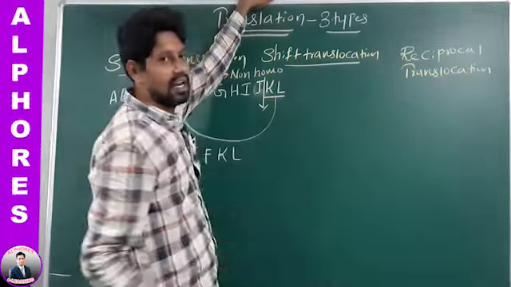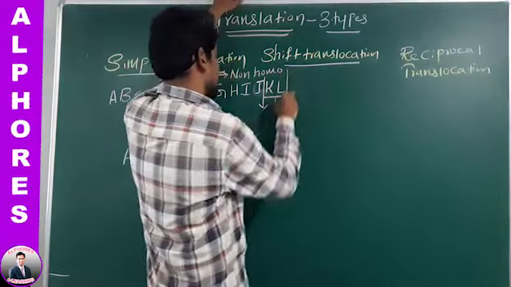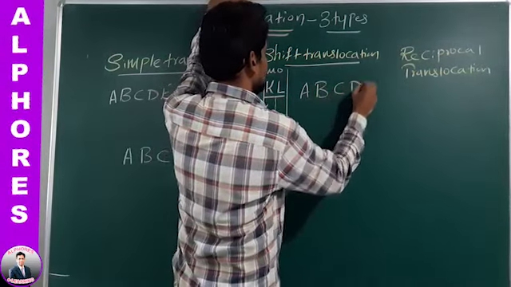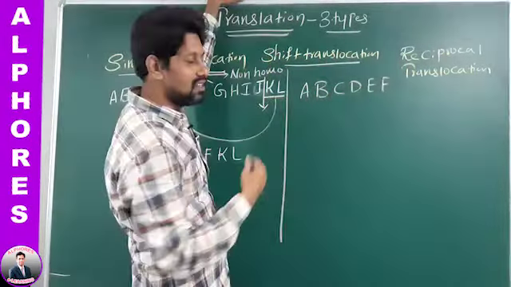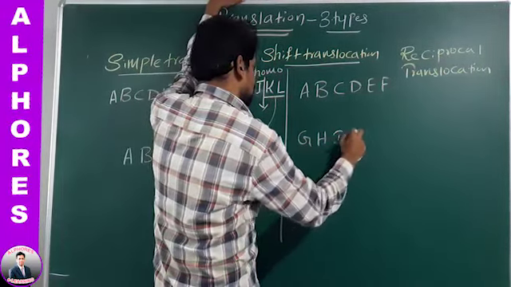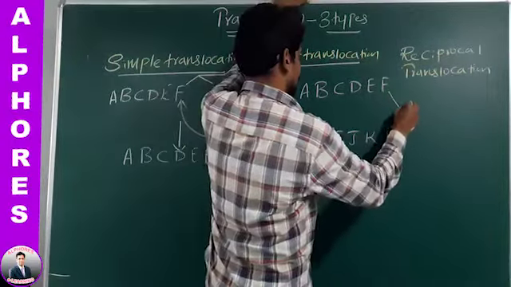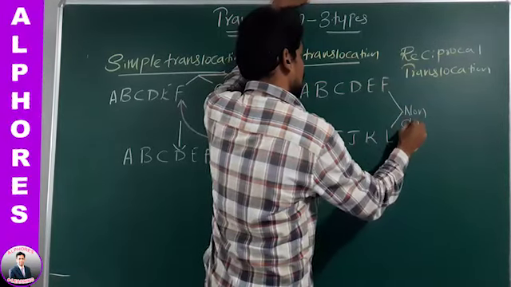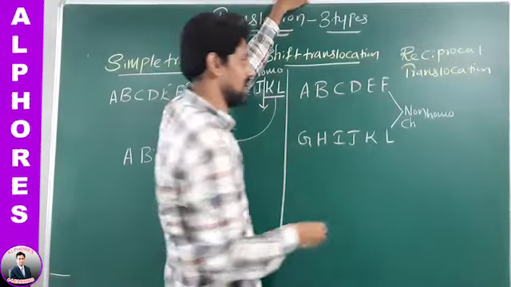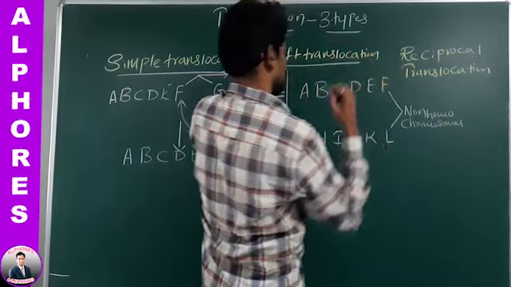Now go for the second one. What is it, sir? Shift translocation. See here, I am writing a chromosome, A, B, C, D, E, F. I am writing another chromosome, G, H, I, J, K, L. These two are non-homologous chromosomes.